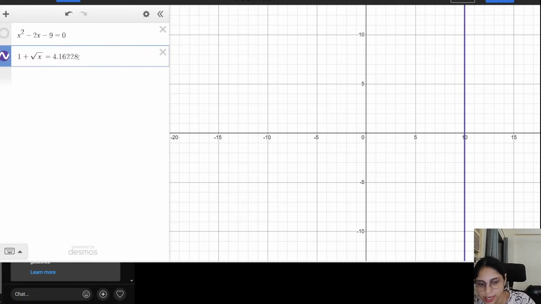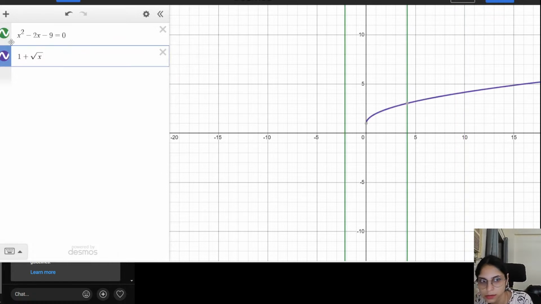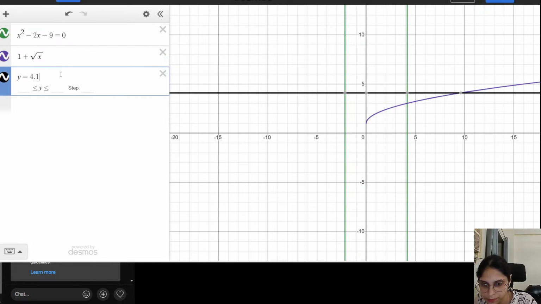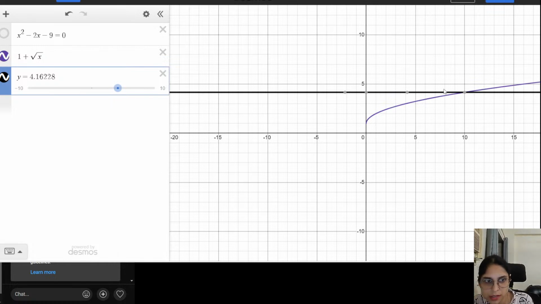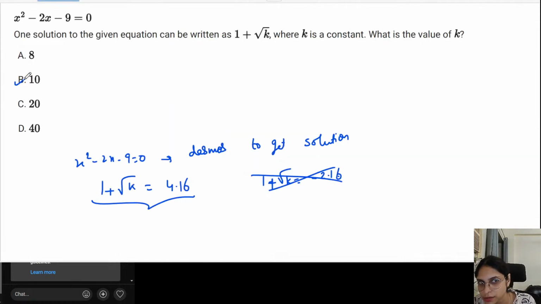So if you want the exact way, this is how much? Let's do it. So write it in two different ways, and hide this because this is of no use. Your answer is 10.000, so that's 10. So 10 is the value of k.